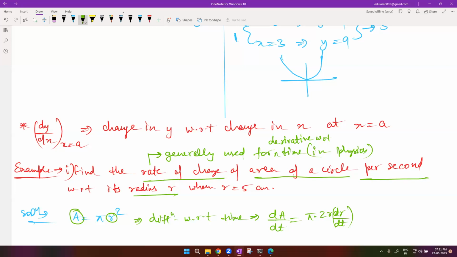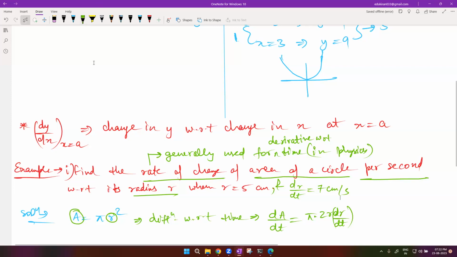The same question can be made correct. If I give the value of dr by dt, that is the rate of change of radius with respect to time, and let's say that is 7 centimeter per second, then I can find out the value of dA by dt, the rate of change of area.